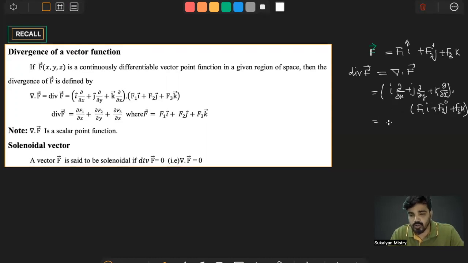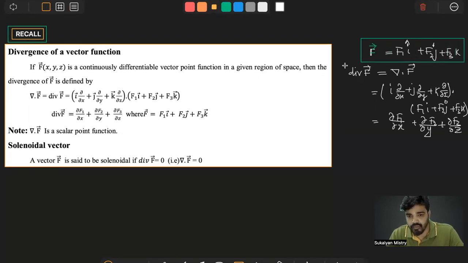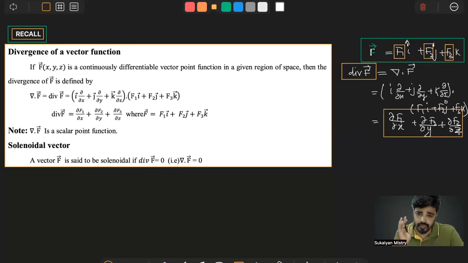So i dot i is 1. So that means it will be del F1 del x plus, j dot j is 1, other terms i dot j is 0, i dot k is 0, so del F2 del y plus del F3 del z. Okay. So that's why divergence F is del F1 del x plus del F2 del y plus del F3 del z, where F is equal to F1 i plus F2 j plus F3 k. Clear? So just apply this process.